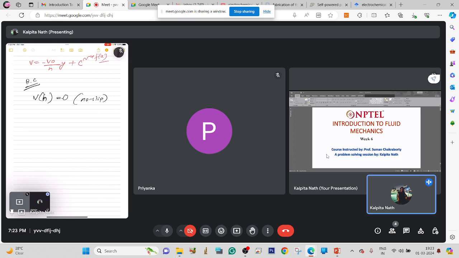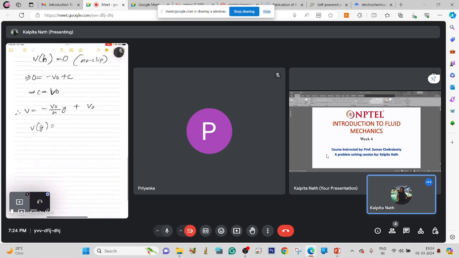Okay, so if we apply the same thing here, this will be 0 equals minus v naught plus c, or c is equal to v naught. Therefore, if we apply it in the main equation, this is minus v naught upon h y plus v naught. So that's why v of y is equal to v naught times 1 minus y by h. This is the main equation.